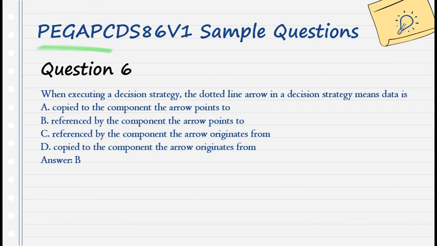Question 6. When executing a decision strategy, the dotted line arrow in a decision strategy means data is A. Copied to the component the arrow points to. B. Referenced by the component the arrow points to. C. Referenced by the component the arrow originates from. D. Copied to the component the arrow originates from. Answer: B.